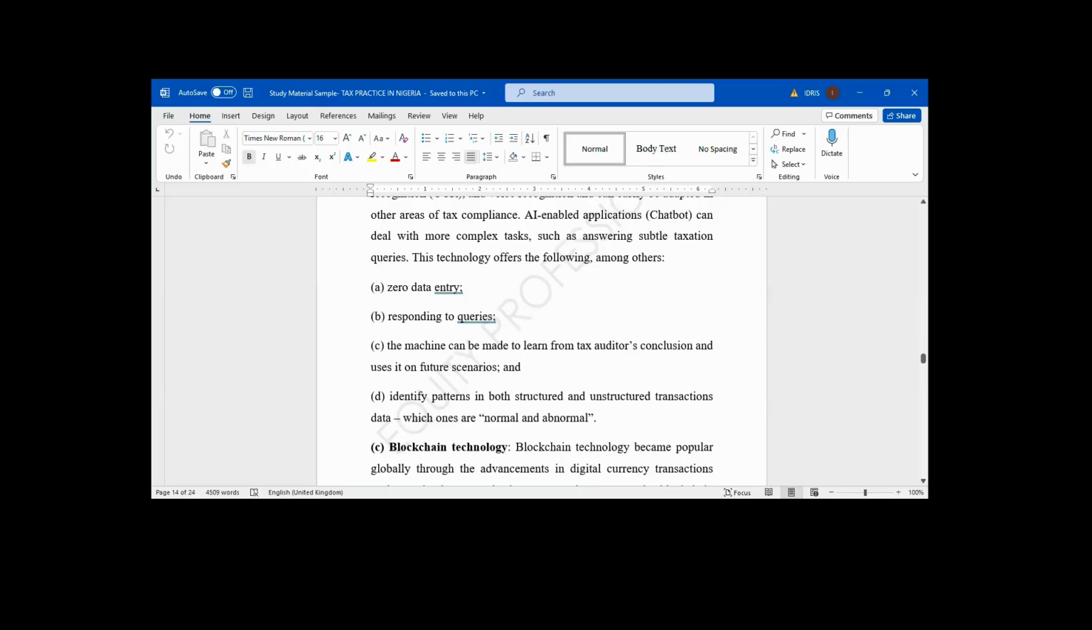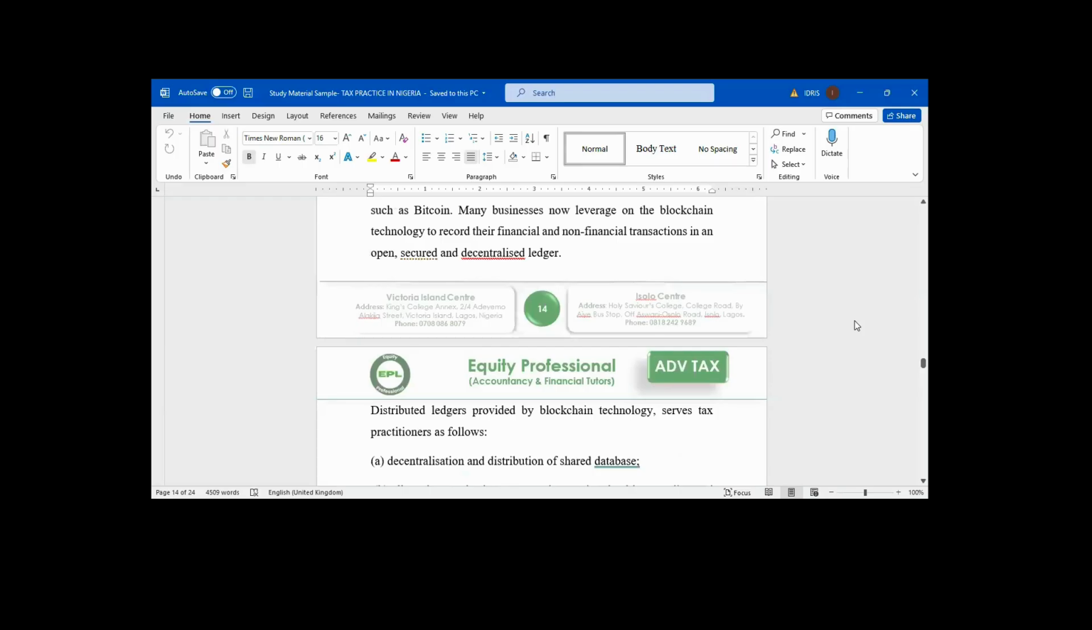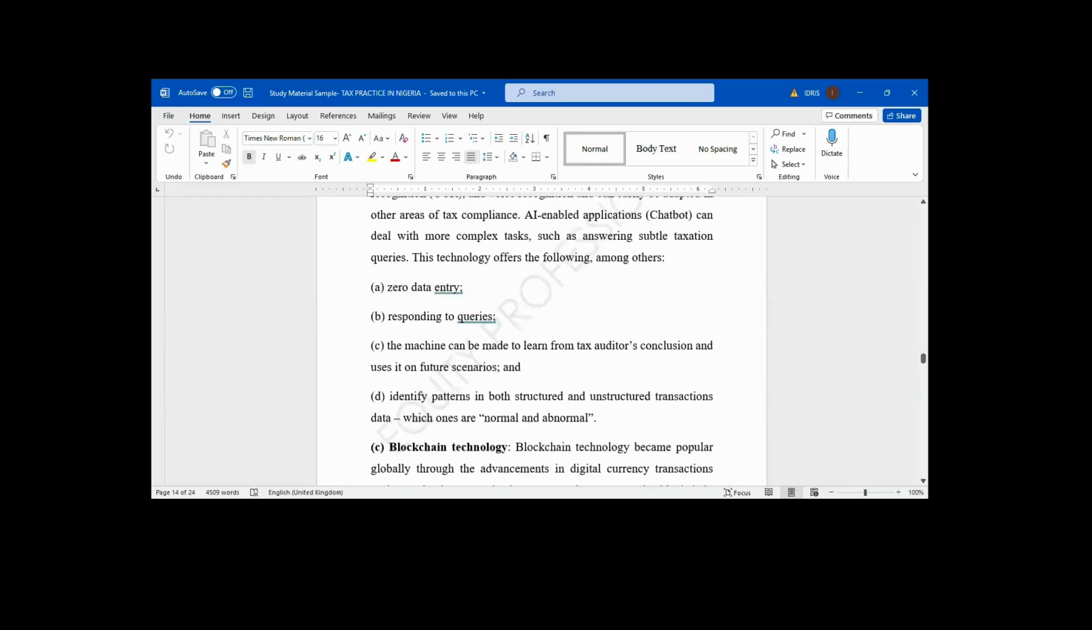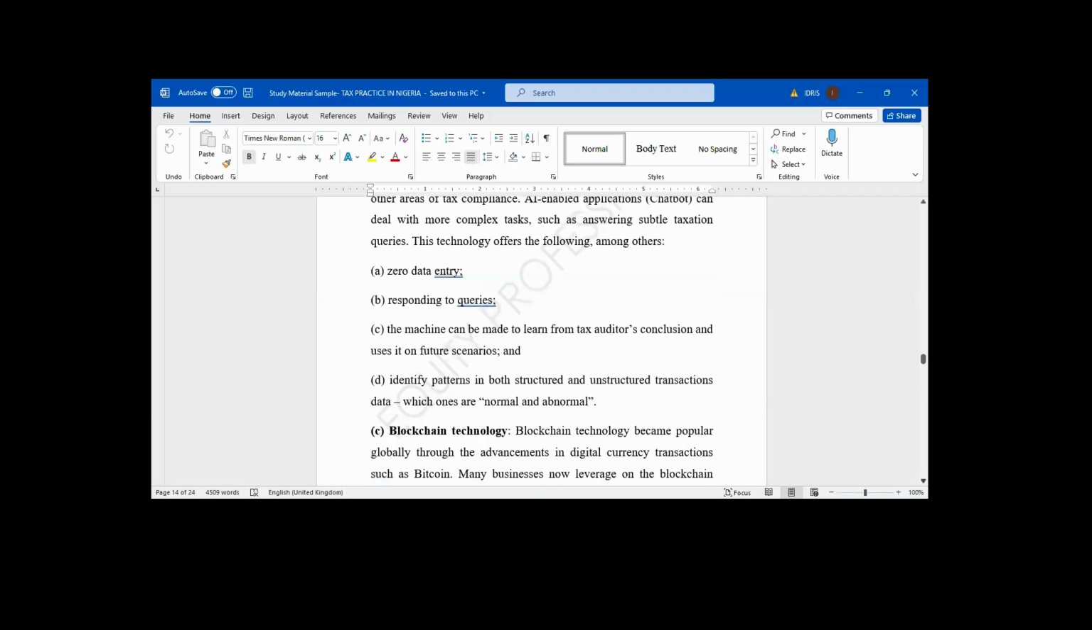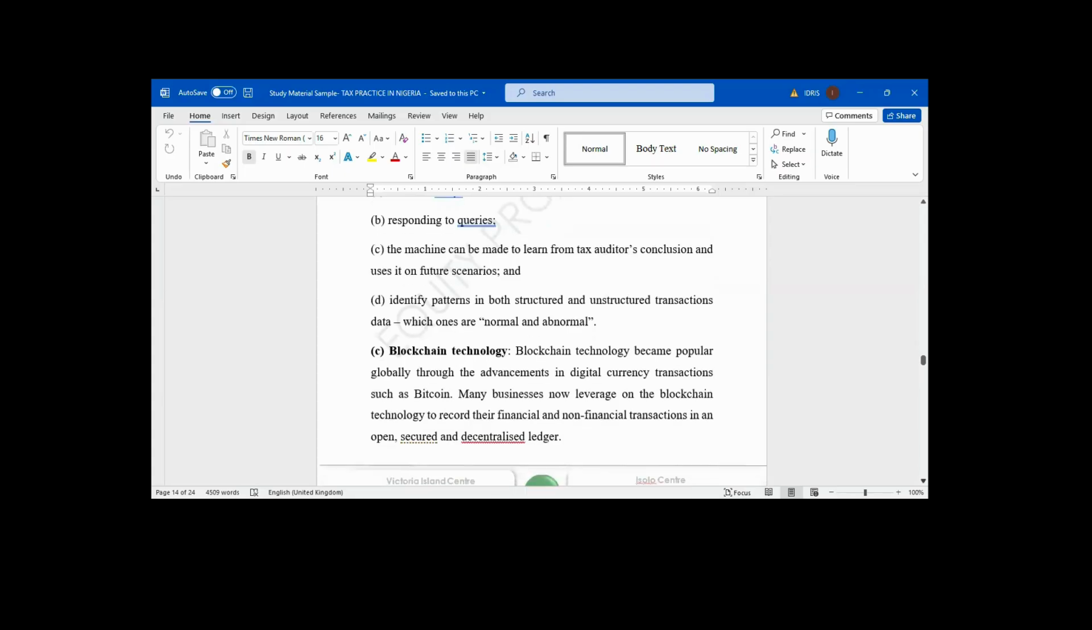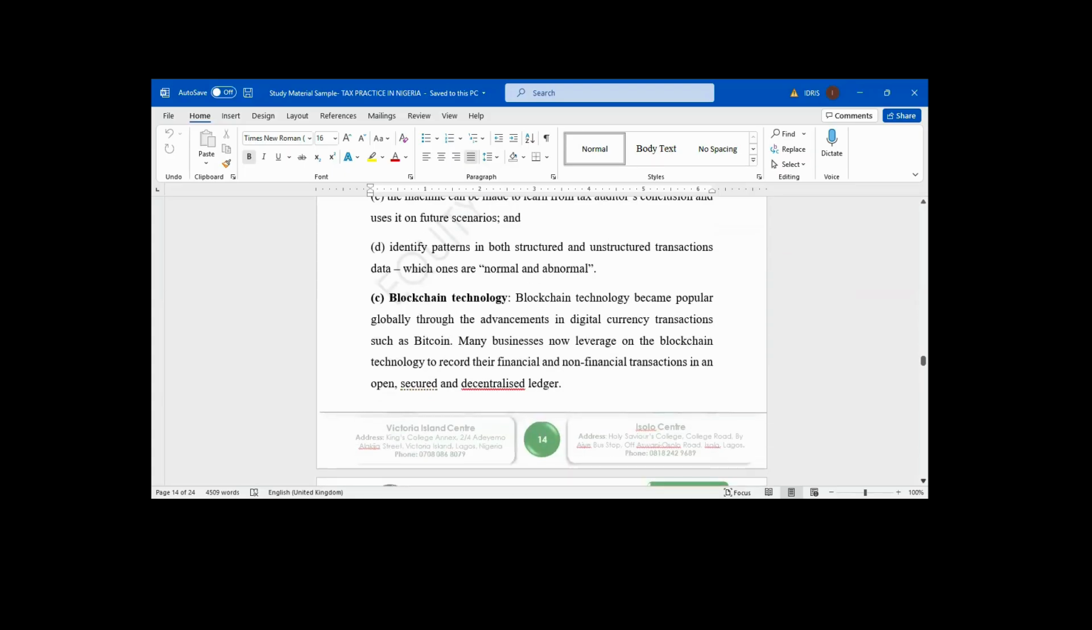Another disruptive technology used in the tax industry is called blockchain technology. What do we use blockchain for? Blockchain technology is used to gather data about some taxpayers, to gather their information so that we can use it to investigate them if they are not paying tax.